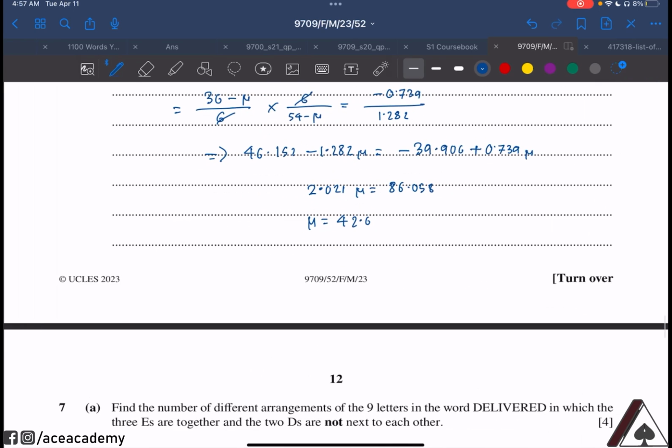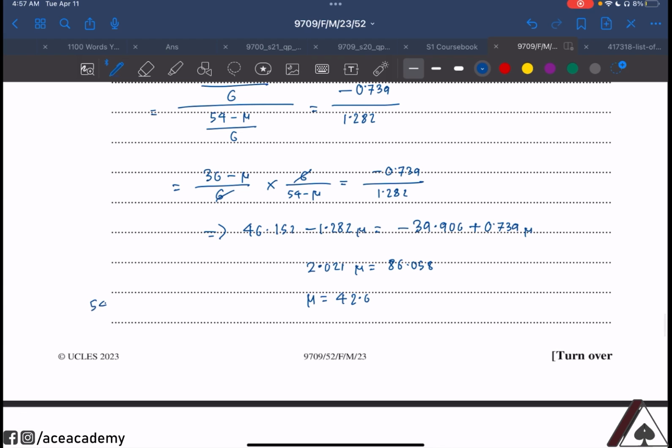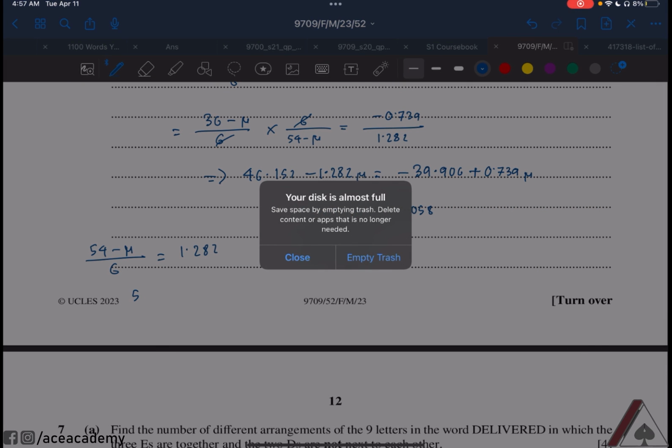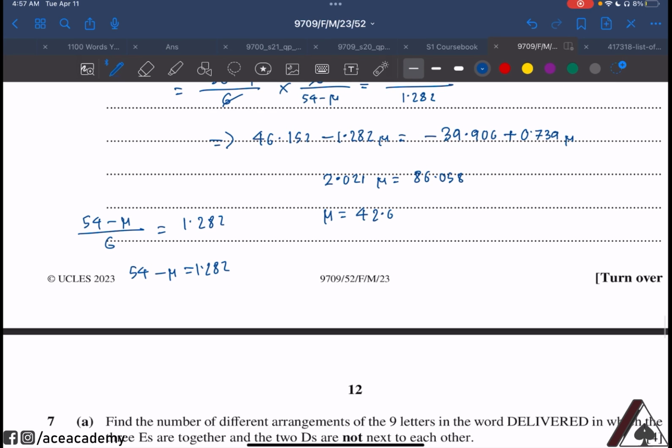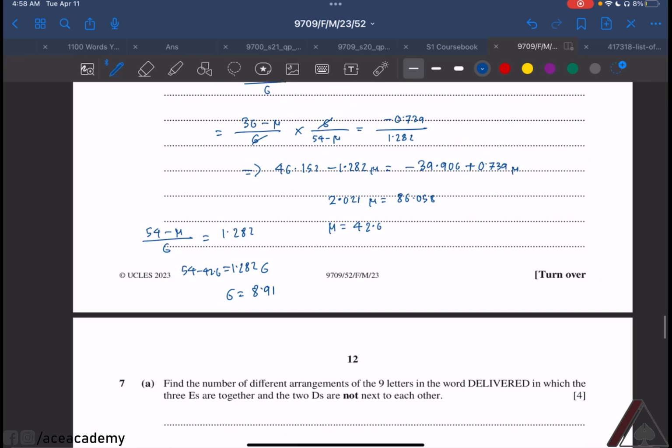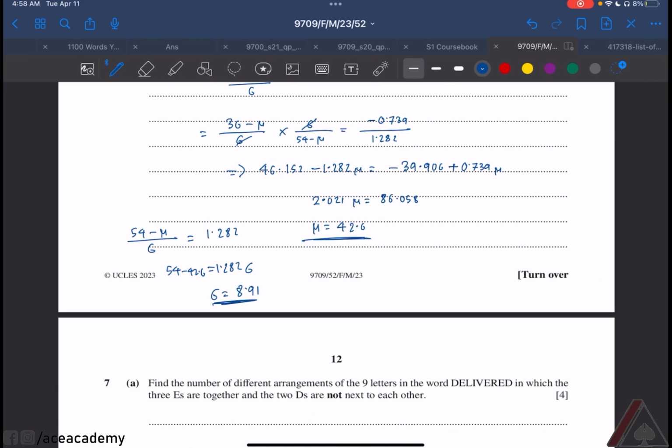Now 54 minus mu by sigma equals 1.282. Thus 54 minus 42.6 is 1.282 sigma. Thus sigma equals 8.91. Mu equals this and sigma equals this.